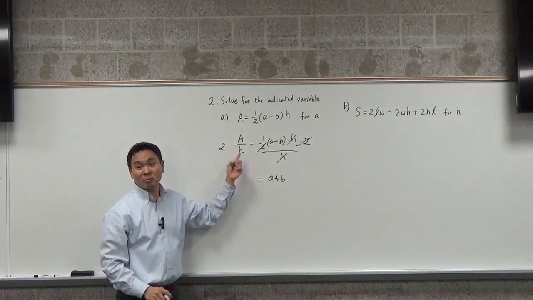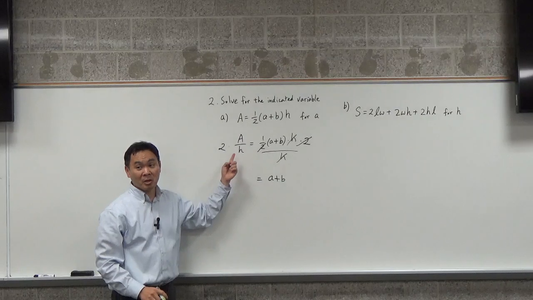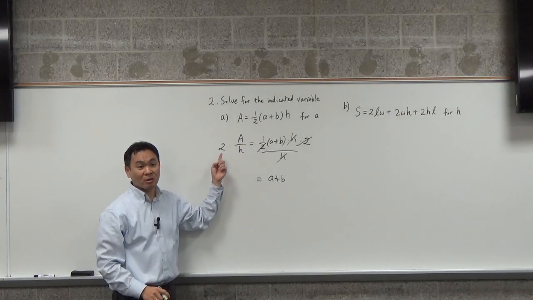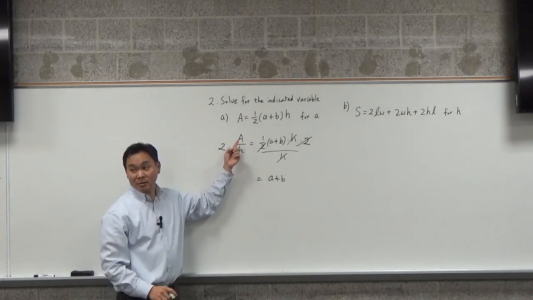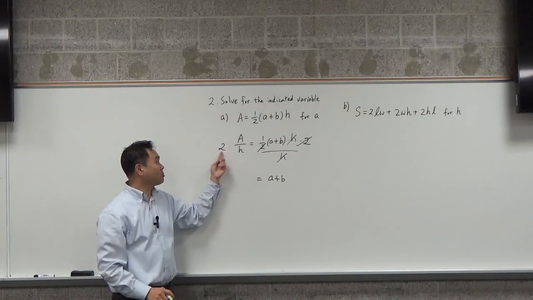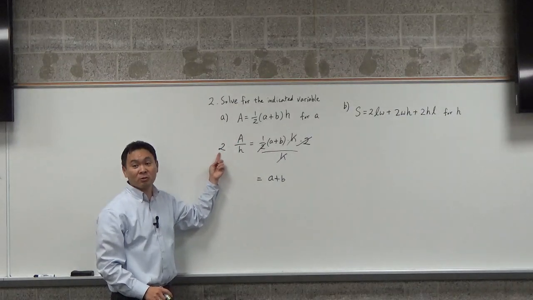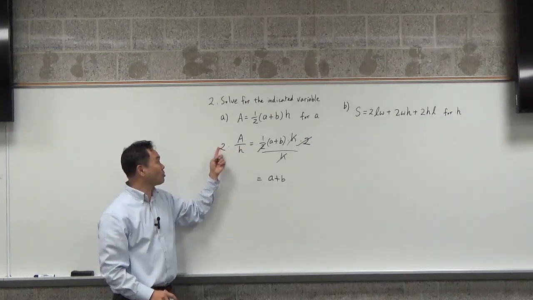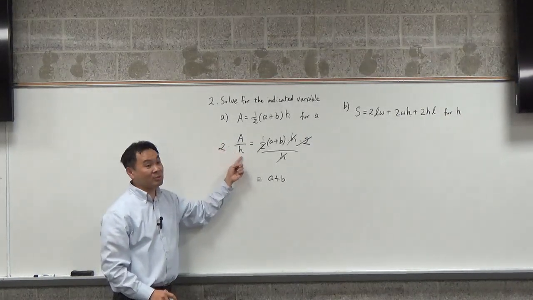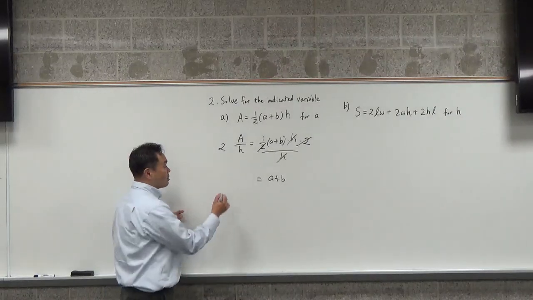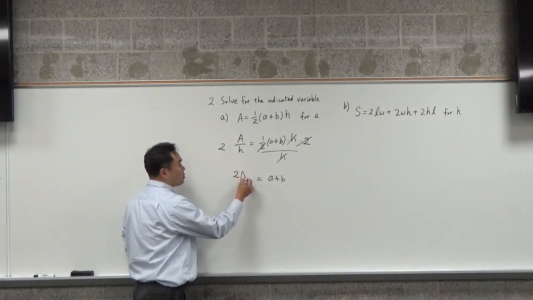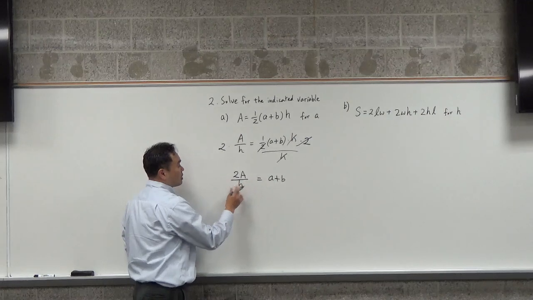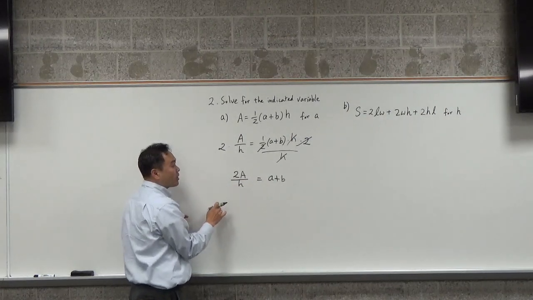Do you multiply both top and bottom? No, you only multiply the top, right? Why is that? Well, because 2 is equal to 2 over 1. If you multiply fractions, it's top to top, bottom to bottom, so 2 times A over 1 times H. That's what you're writing. And therefore, you get 2A over H as the left side if you simplify.